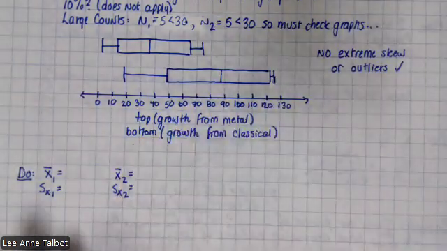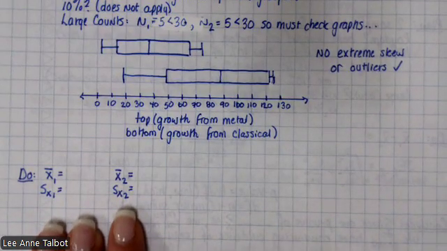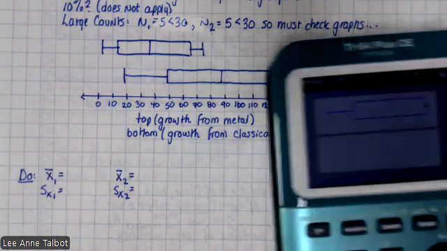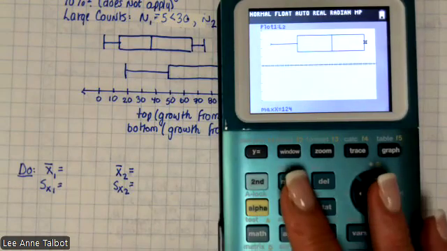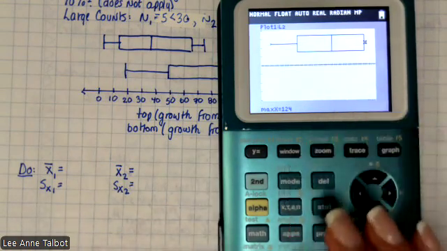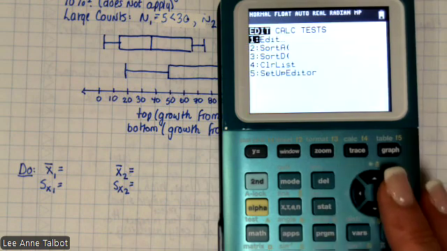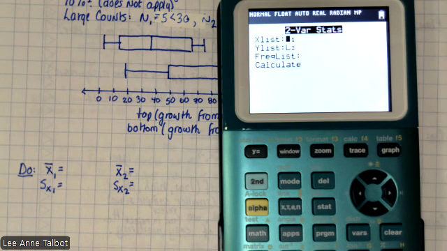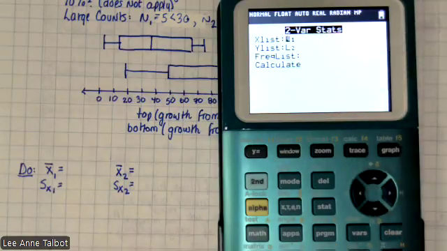Okay. Now we're going to get these values from the calculator also. Make sure that your box plots are situated. And then, because it's a 2 sample, instead of doing 1 variable stats, you're going to do 2 variable stats. So go stat, calc, don't do one variable stats, do two variable stats. And it'll ask you, what do you want for your lists?